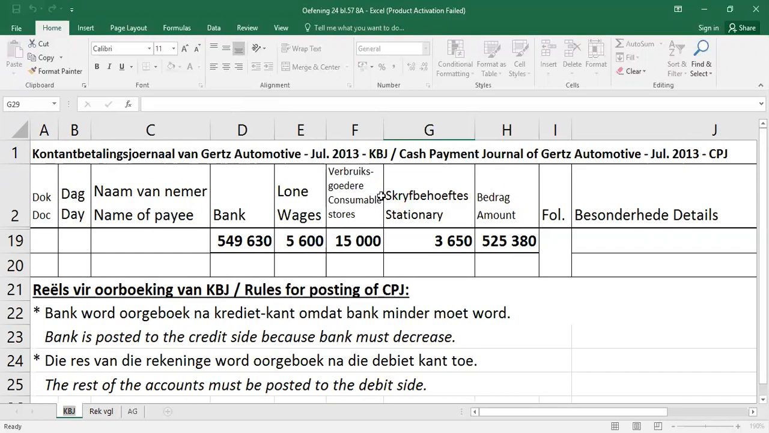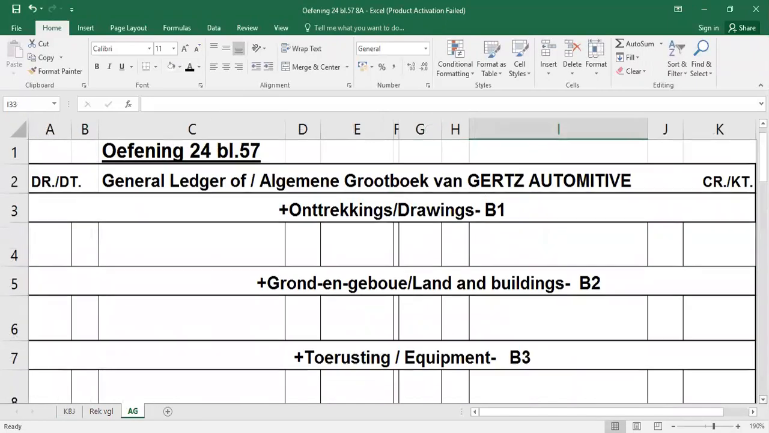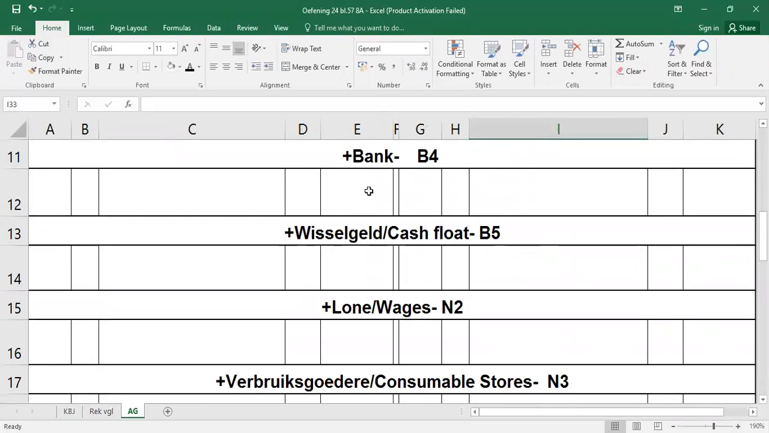Okay, now remember this is the cash payments journal. So this represents all the payments that this business made during July. Okay, now if you make payments, your bank obviously will decrease. So if you look at the bank account, I showed you in the bank account, it increases on the debit side, the plus is on the debit side, and it decreases on the credit side. Now, because we're working with a cash payments journal, your bank needs to be credited. So when we're going to post bank, we're going to post it to the credit side.